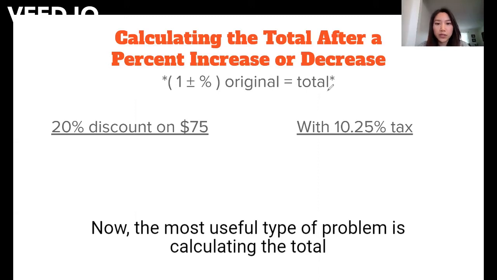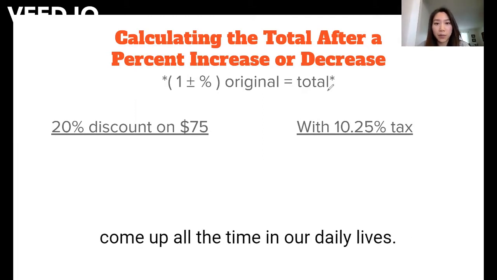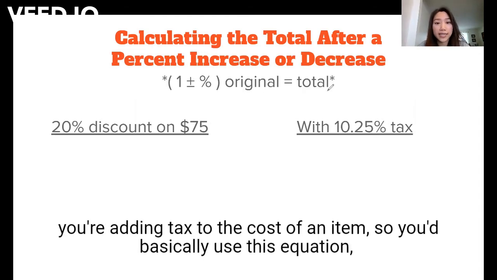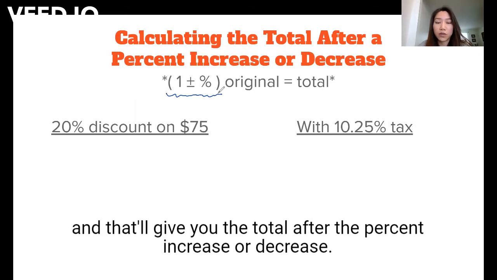Now, the most useful type of problem is calculating the total after a percent increase and decrease. These types of problems come up all the time in our daily lives. For example, if you have a discount on an item or if you're adding tax to the cost of an item, you'd basically use this equation: 1 plus or minus whatever percent you have, times the original, and that'll give you the total after the percent increase or decrease.